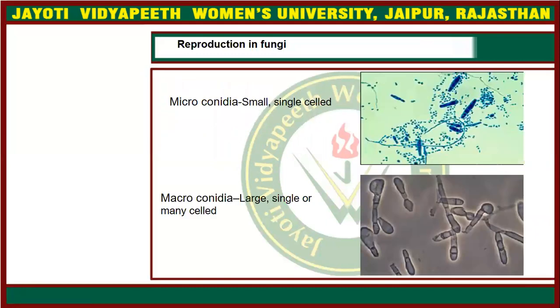In the reproduction of fungi, there are two structures known as microconidia and macroconidia. The microconidia are small, single-cell structures, and they are connected to the hyphae. Here we can see they are connected to the hyphae, but macroconidia are larger structures.